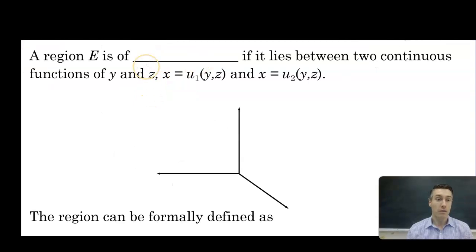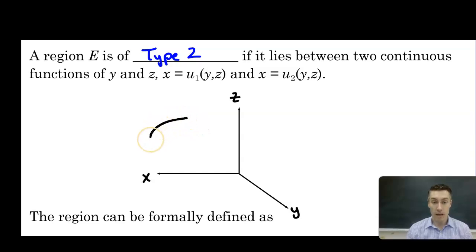So next, our region E is of type 2 if it lies between two continuous functions of y and z, namely x = u1(y,z) and x = u2(y,z). Notice I've changed the orientation of the axes now, so let's make sure we label them. x now goes to the left, y comes out, and z goes up. So we're defining in terms of two x-equal surfaces.